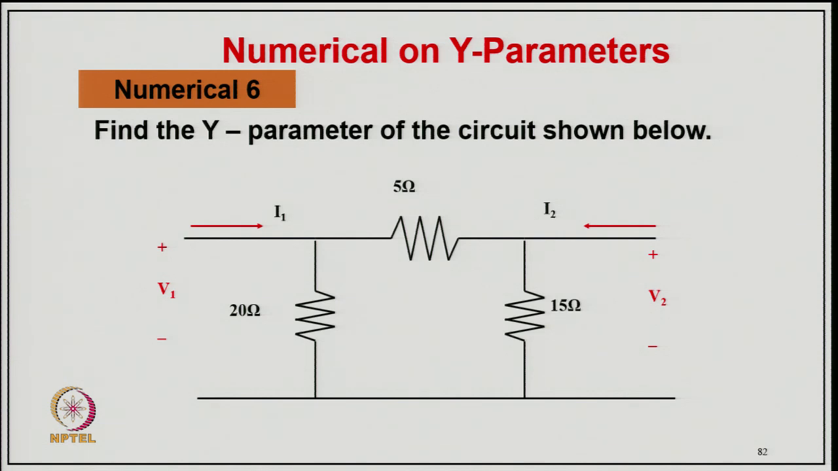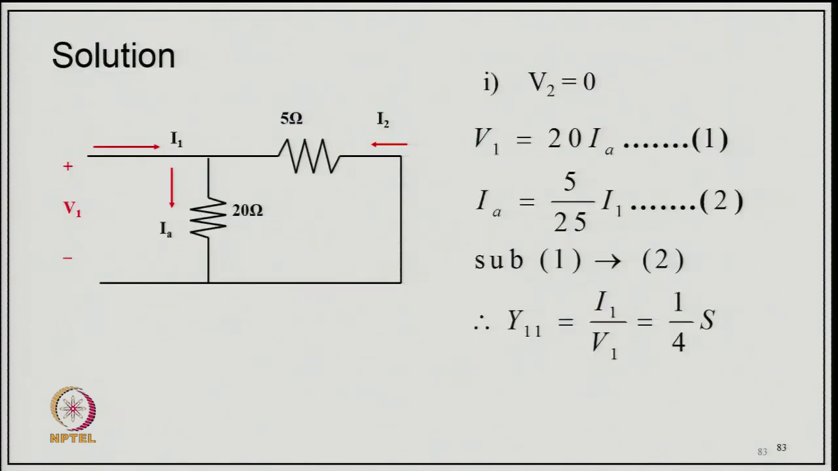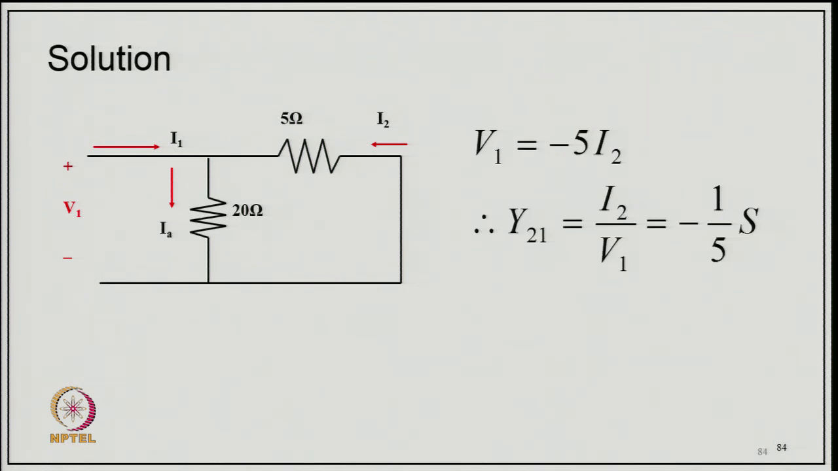So, here again given the circuit, find the Y parameters with the 3 resistances of 20 ohm, 5 ohm and 15 ohm in this network. We can say the second port is shorted, so V 2 equal to 0. So, we say V 1 equal to 20 I A, that is the current flowing into here, and I A equal to 5 upon 25 I 1, that is the division of the current. Putting this, Y 1 1 will be I 1 by V 1, that is 1 by 4 Siemens.